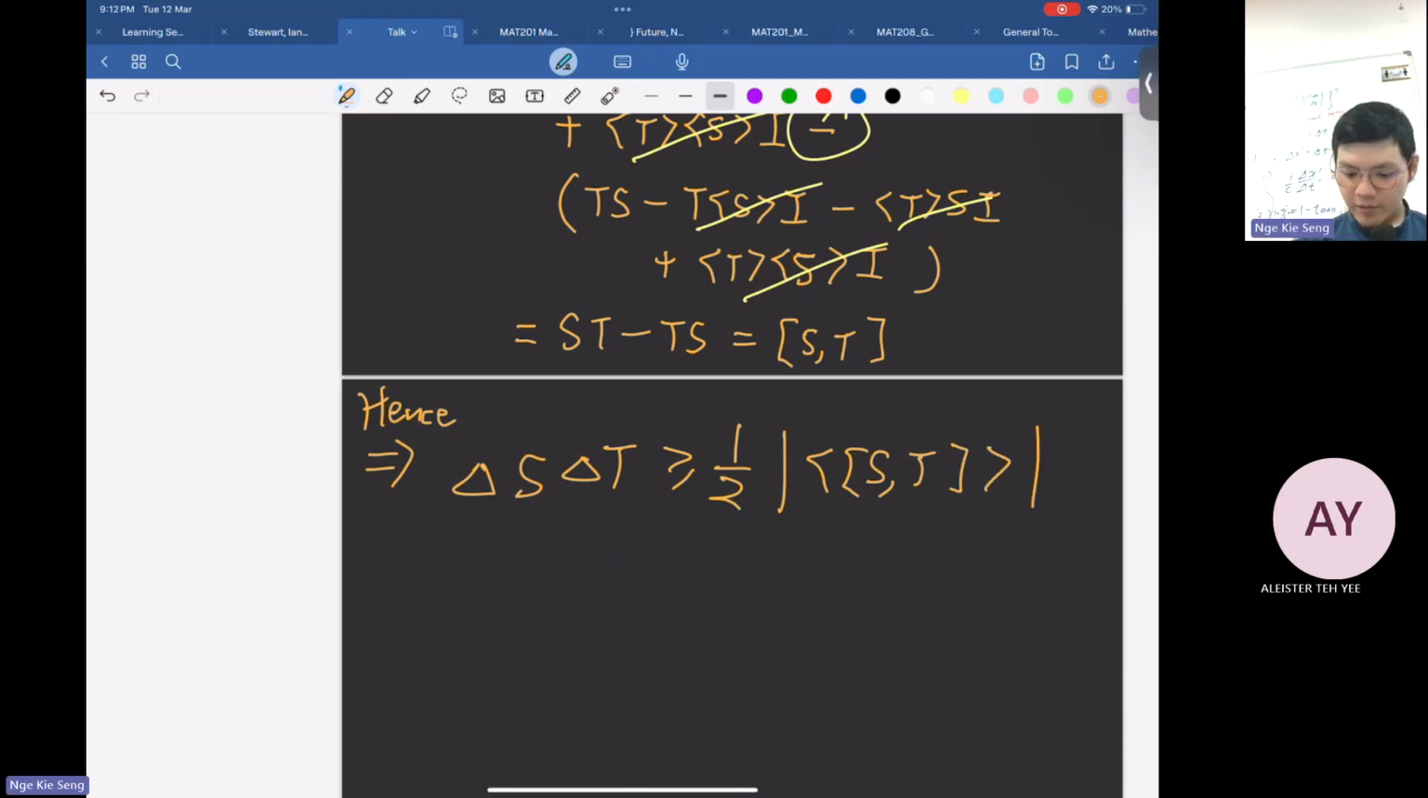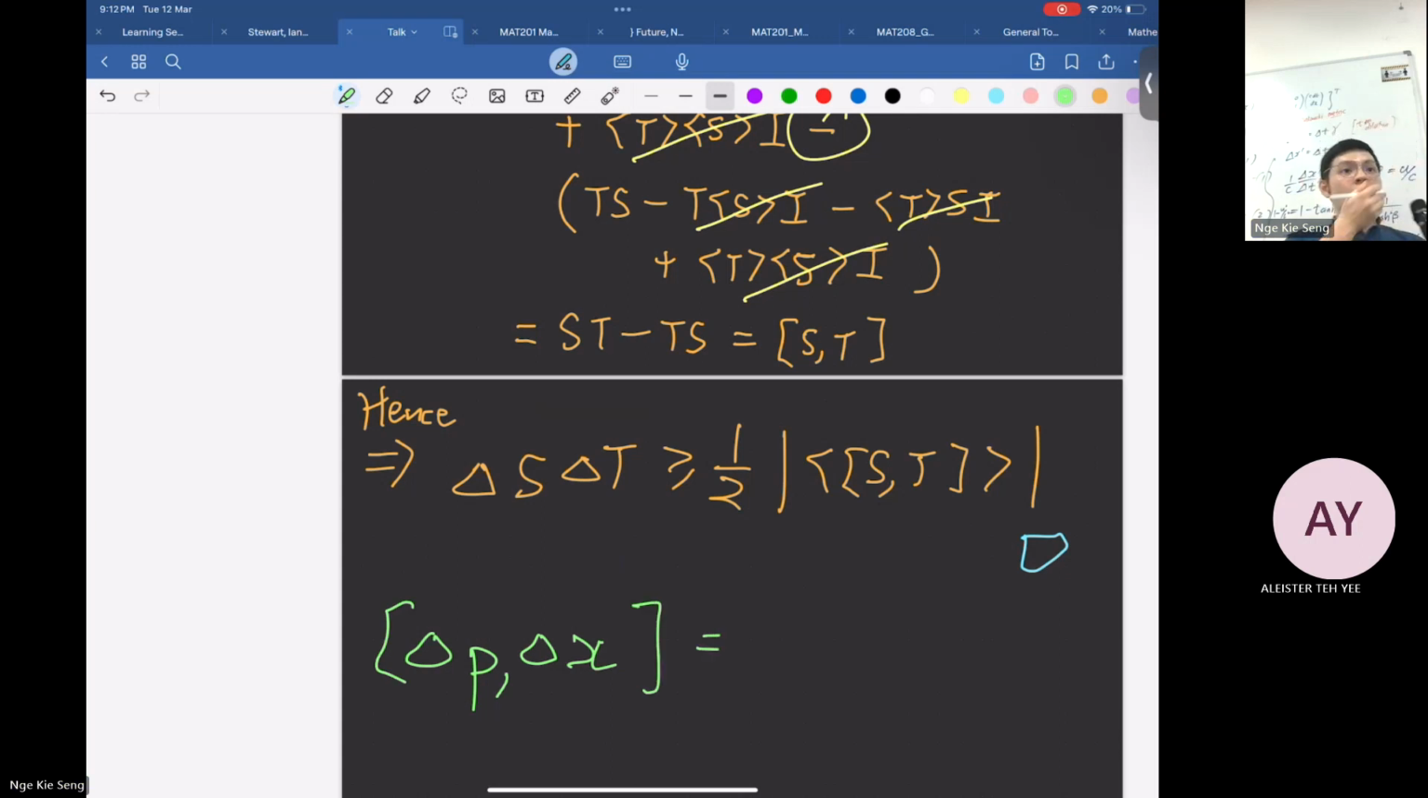So what's the commutator for the Heisenberg uncertainty? Delta P and Q, delta x, like this. So what's the commutator? Negative i h-bar times identity. So what I proved is for general two operators. Position and momentum are just one type of operators.